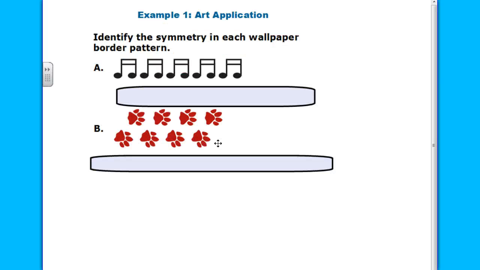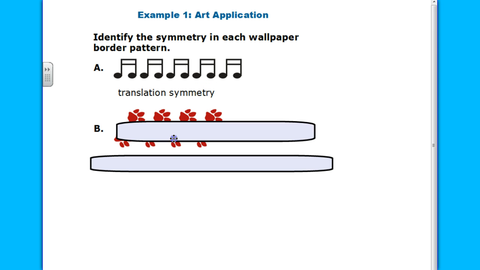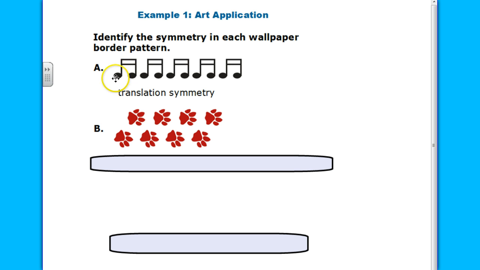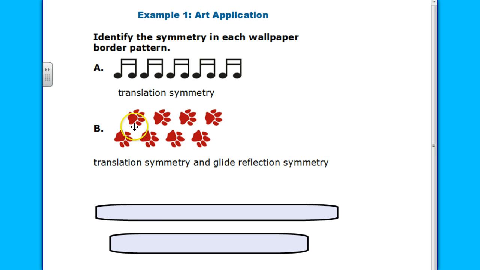Let's identify the symmetry in each of these wallpaper border patterns. And so what type of symmetry do we see in A? Well, we certainly see translation symmetry, right? We could imagine moving along a vector and landing on an image exactly congruent to the first, right? And in part B, what do you see? Well, we see a little bit of that translation symmetry. We also see glide reflection symmetry, don't we? So we could reflect and translate combination.